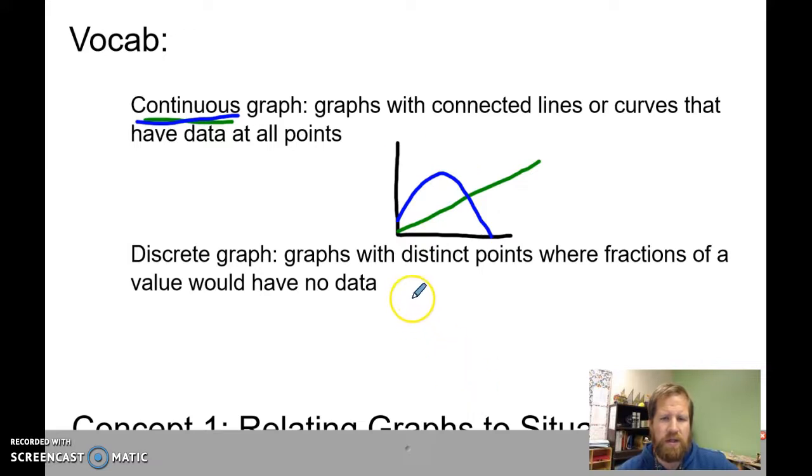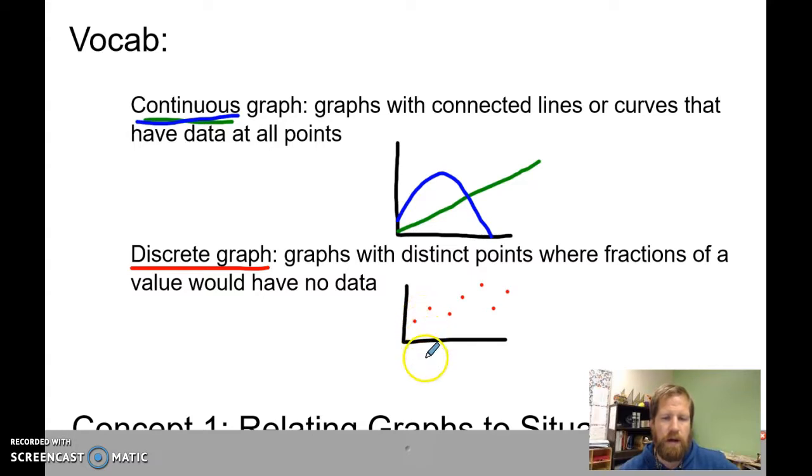Okay? A discrete graph will have places where it doesn't make sense to have data. Okay? And this might look like a scatter plot, or it might look like it's almost a line, right? All your data points kind of form a function, but the idea is that there's no data in between them.